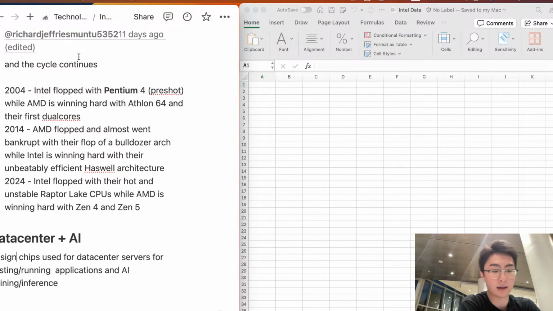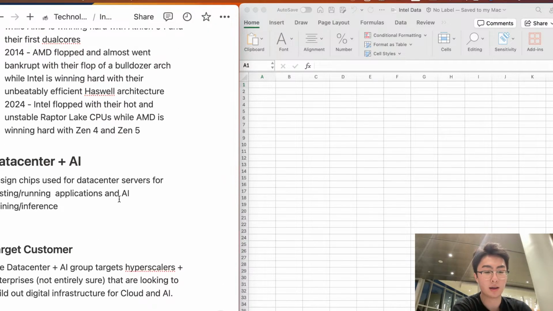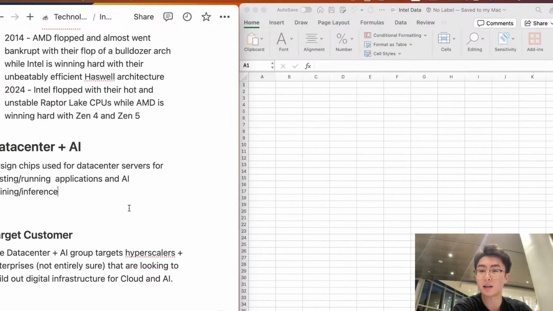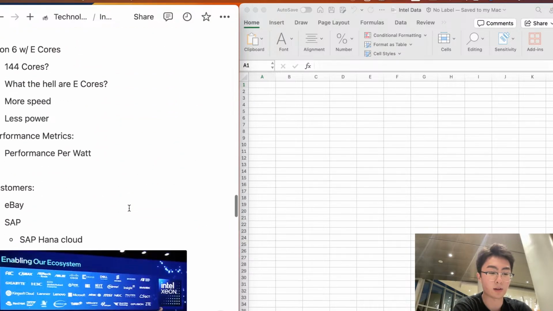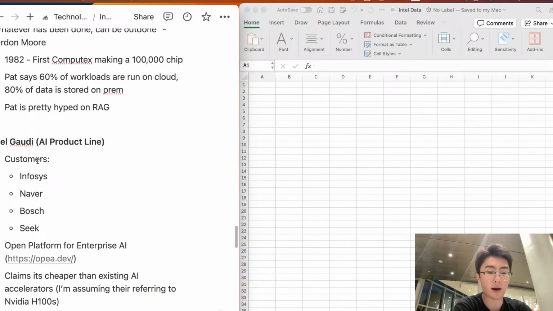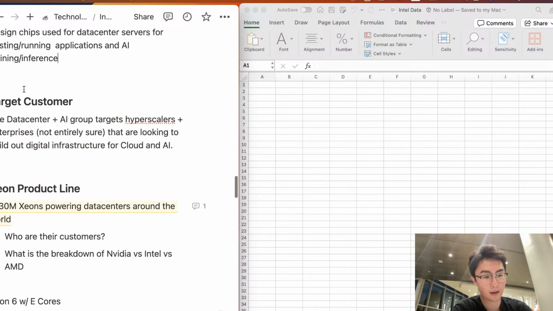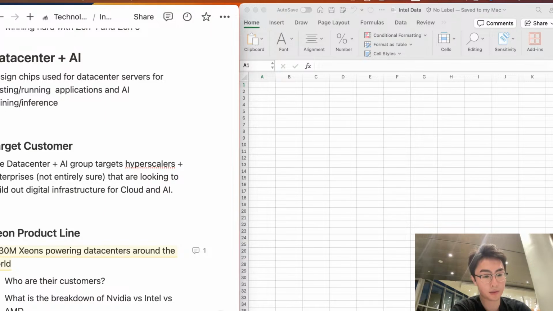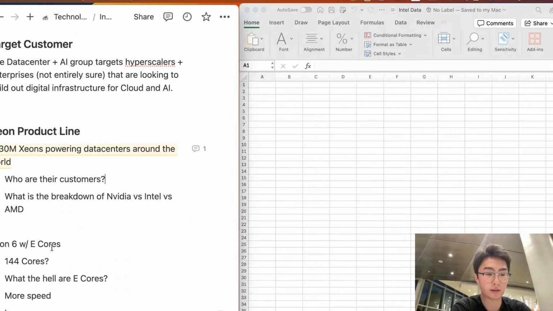Data center plus AI. So this is the second most profitable, not profitable, but highest revenue generating business segment, I think. And this one is designing chips used for data centers, for hosting or running applications. And then I think also, I guess this goes back to their Gaudi, Intel Gaudi product line to do a lot of training and inference. And Xeon, it seems like their biggest product line. They claimed, I think, at Computex 2024 that they have 130 million Xeons powering data centers around the world.